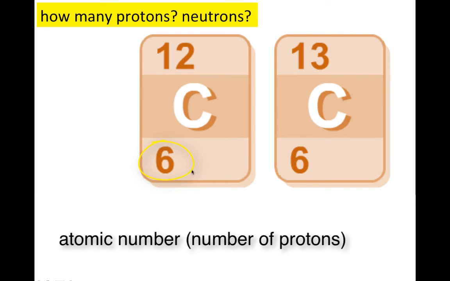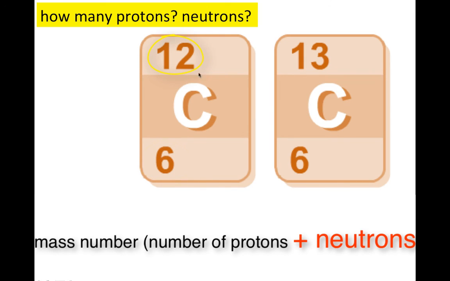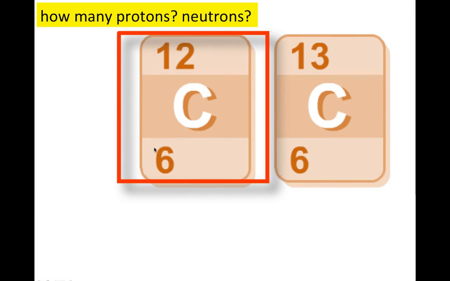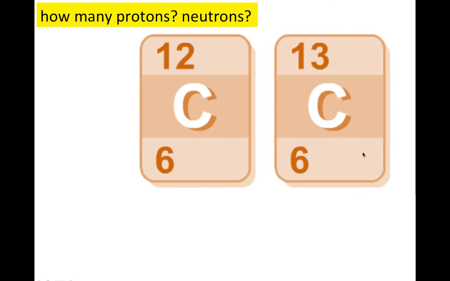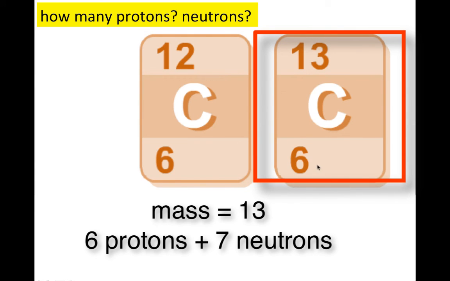This number tells us the number of protons, this number tells us the number of protons plus neutrons. So here if we've got 6 protons we must have 6 neutrons as well. Here we've got 6 protons, but overall our mass is 13, so we must have 7 neutrons. 6 plus 7 is 13.